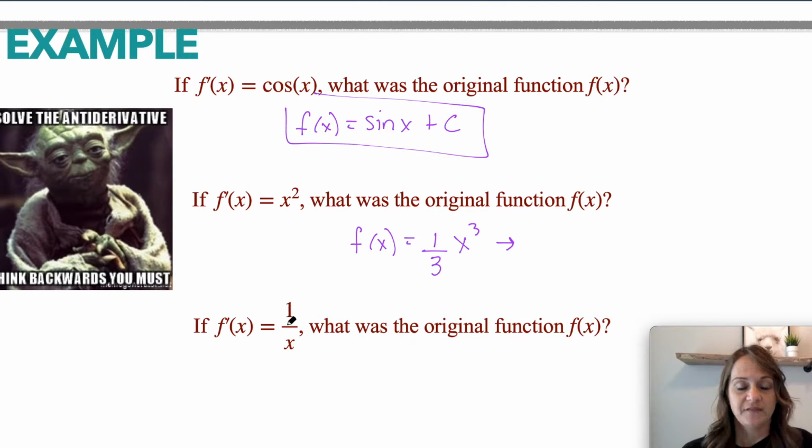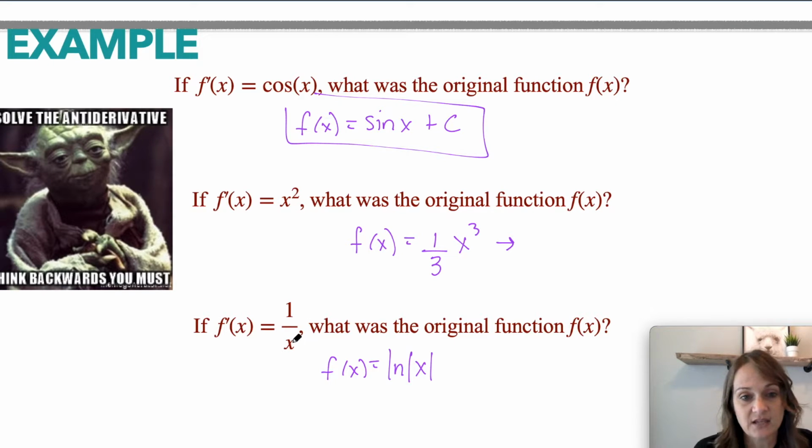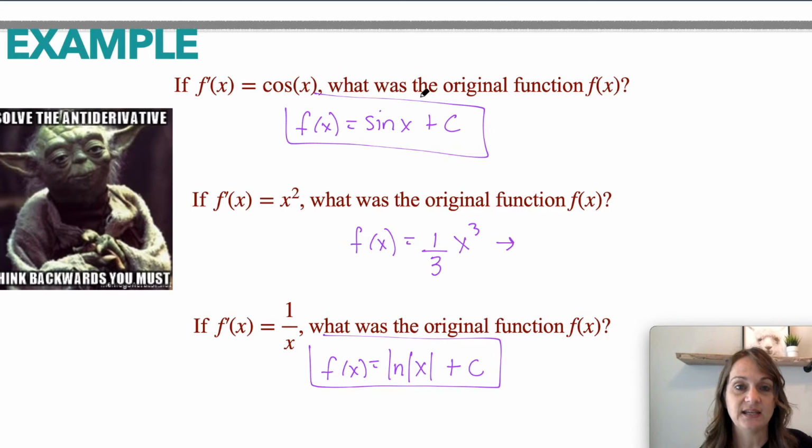Next, if the derivative is 1 over x, what was the original function? What do you know from all your formula sheets of derivatives that when you take the derivative, you get 1 over x? The answer is the natural log of x. However, you will notice in your book, you will have the absolute value of x, and that's because the natural log cannot handle negative numbers. It can only handle positive numbers. So if x was -3, it would not work. x has to be a positive number, or you have to make sure to make it positive in order for it to become a natural log. And then don't forget the plus c. And again, up here, this was supposed to be a plus c.